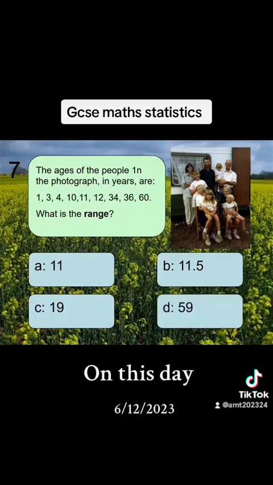Next question, so looking at the range, question number 7. The range is the biggest number, take away the smallest number. So 60 subtract 1 is going to be 59. Okay, 60 subtract 1 is going to equal 59.